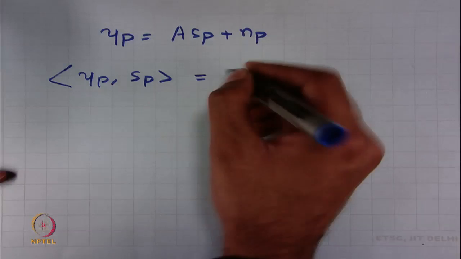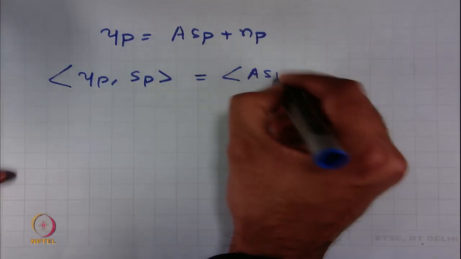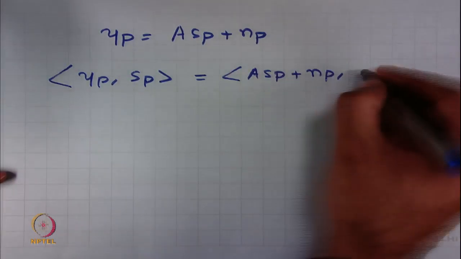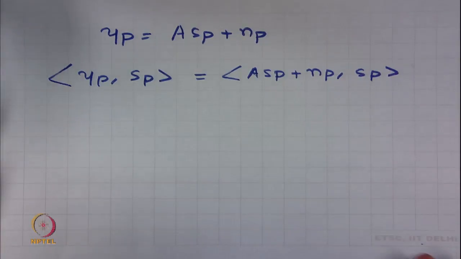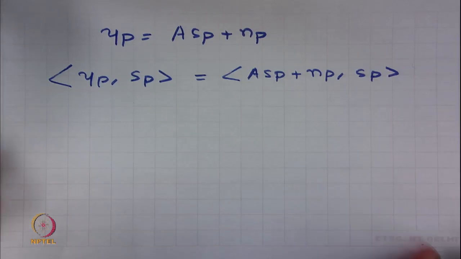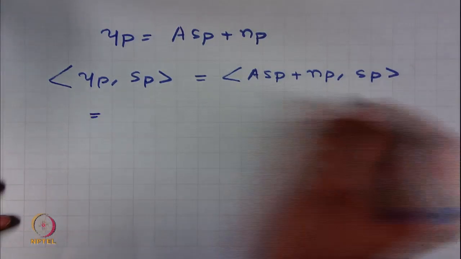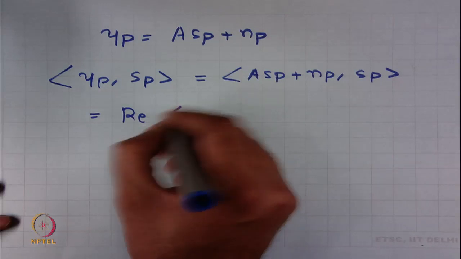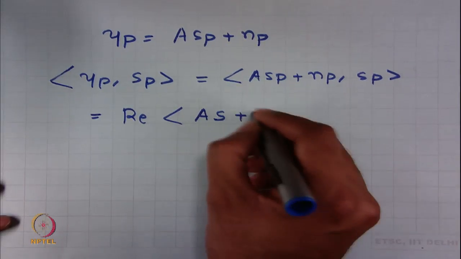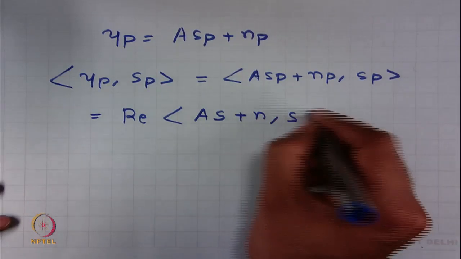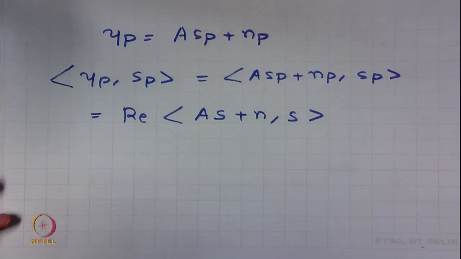Okay. So, this is A SP plus NP with SP. Of course, because we have been talking about a lot of baseband, you know that this inner product would be calculated in the baseband domain and not in the passband domain. So, how would we do it in baseband? So, this is nothing but you have to take the real part of A S plus N and S, okay, where S represents the complex baseband equivalent of the passband signal.